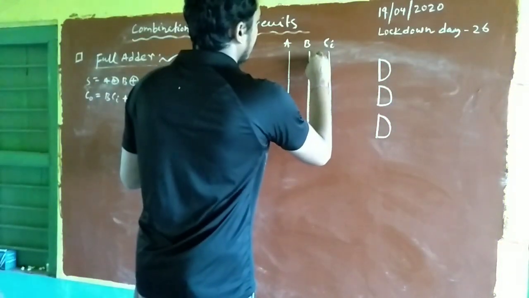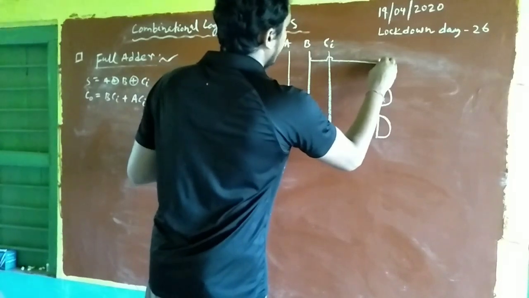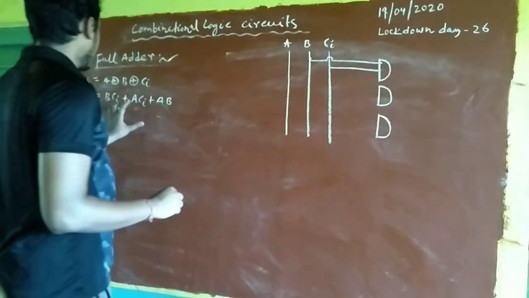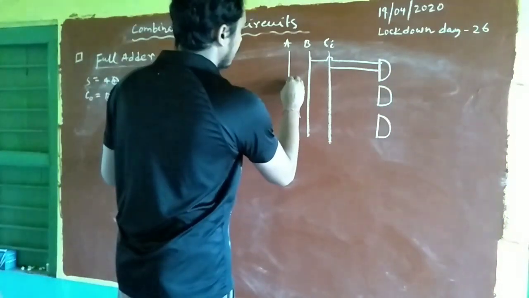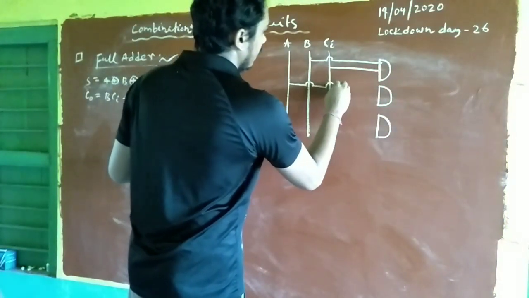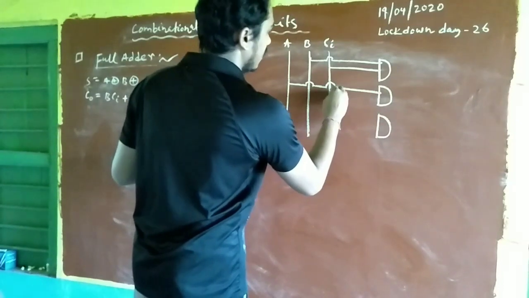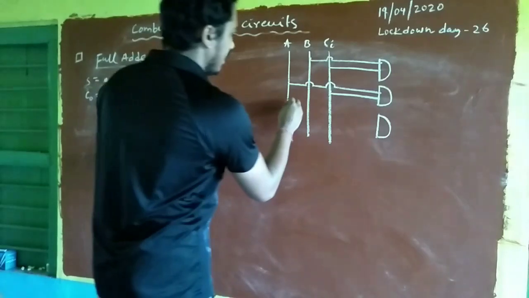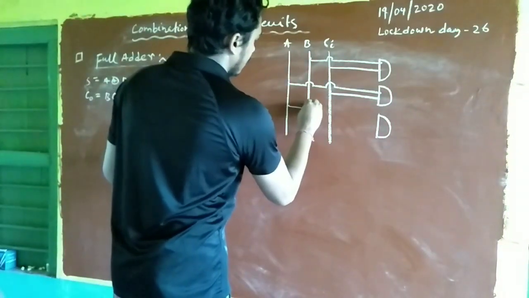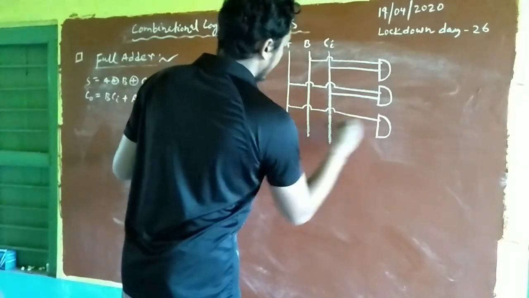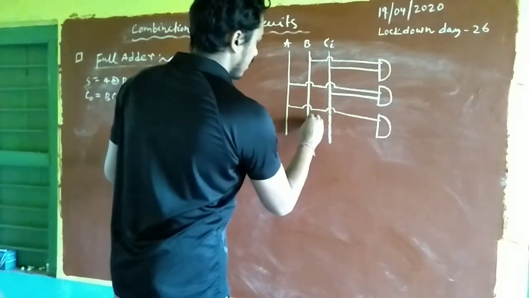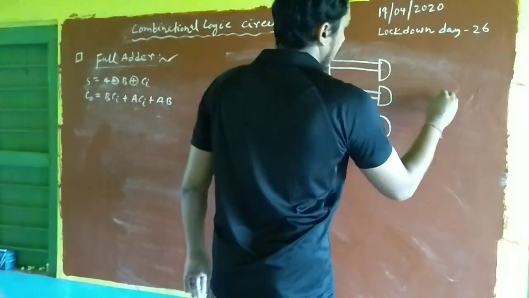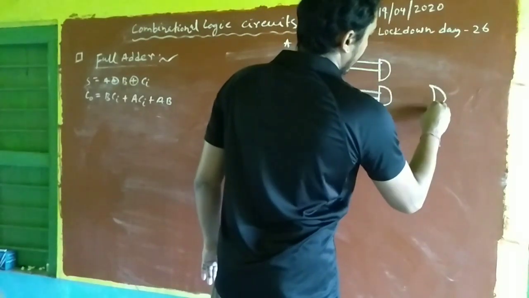That is for B and that is for Ci. And second one is ACi. So this is for A and this is for Ci. And third one is for A and B. So this is for A and this is for B input. So finally we need to use one OR gate.